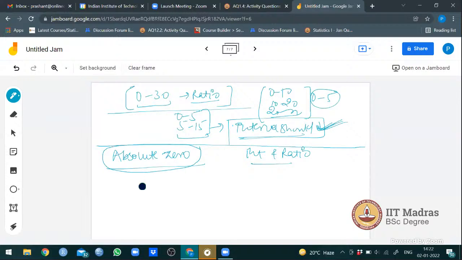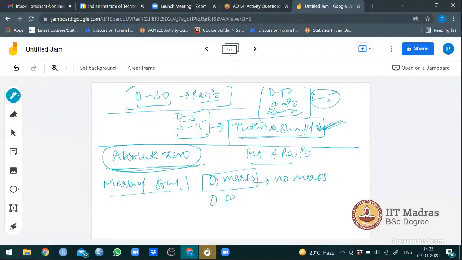Okay. See, suppose you have marks of students. And suppose I'm saying 0 marks. See, absolute zero property is satisfied. Suppose I'm saying 0, that means absence of that thing. Suppose I'm saying 0 marks, that means there are no marks. Suppose I'm saying 0 pen, that means there is no pen. And absence of the absolute zero property means there is something.